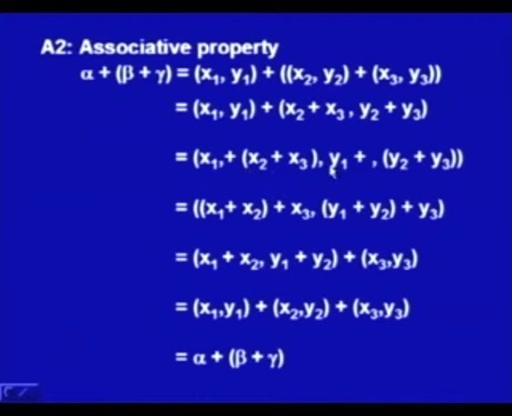So, you can change the order of bracket. So, that simply means x1 plus x2 and then add x3, in this same way, y1 plus y2 and then add y3, and further simplification will give us (x1, y1) plus (x2, y2) plus (x3, y3). So, order is not important, and what we have finally is alpha plus beta plus gamma. So, associative property is satisfied by vector addition.